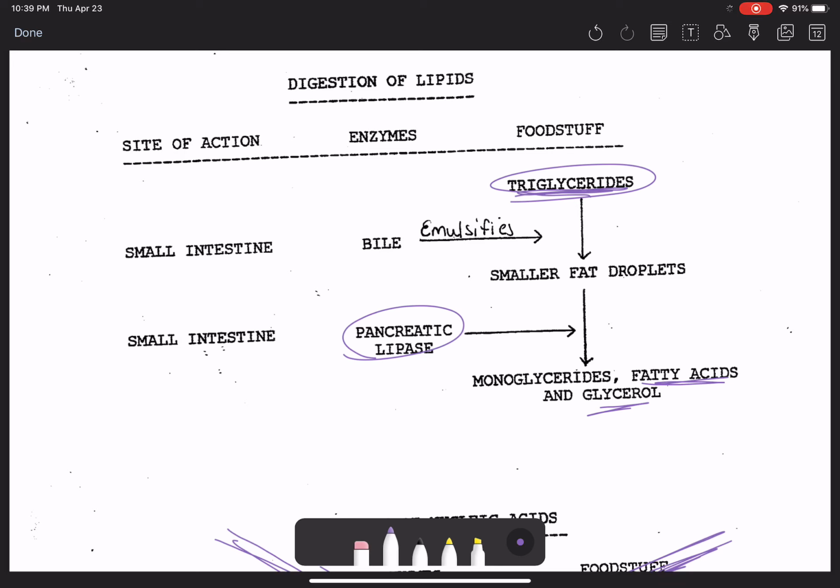Now, you will learn in lab that we do have an enzyme called lingual lipase that's secreted as part of our saliva that also does the same thing as the pancreatic lipase, but it's secreted in such small amounts that it really does not have a physiologically significant effect. But technically, yes, the digestion of lipids does begin in the oral cavity as a result of lingual lipase.